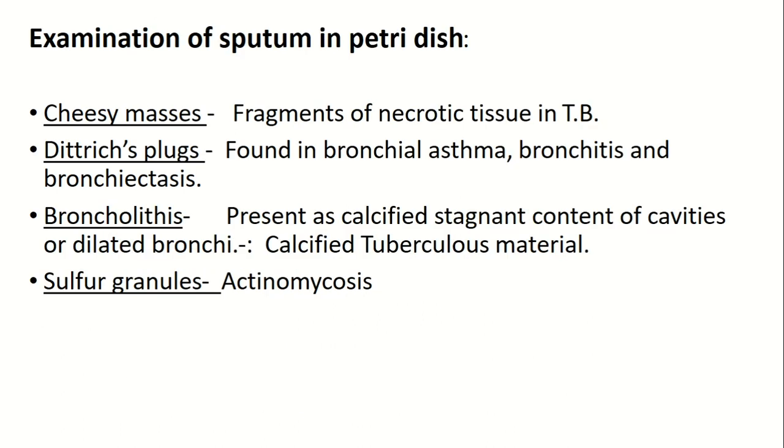Now, examination of sputum in petri dishes. A cheesy mass in the sputum always points toward highly necrotizing tissue, as in tuberculosis. Dittrich plugs are a very characteristic structure found in bronchial asthma, sometimes in bronchitis as well as bronchiectasis. Bronchioliths, the calcified stagnant content, are seen in calcified tuberculosis. Lastly, sulfur granules are characteristic of actinomycosis. Whenever present, you will find sulfur granules in the sputum. So it is advisable to examine sputum in a petri dish, otherwise you will miss such small structures, which are very diagnostic.